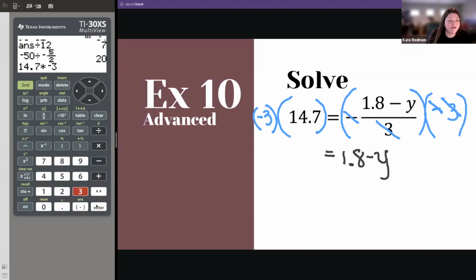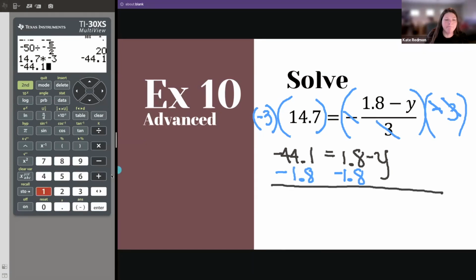So 14.7 times -3 gives me -44.1. Awesome. Now this one kind of looks like the first one I did. I've got that 1.8 to get rid of, but the 1.8 seems to be subtracting with y, but I need it to zero out. So don't be the foolish student who adds 1.8. 1.8 plus 1.8 does not make 0. If I have a positive 1.8, I need to subtract away the 1.8.